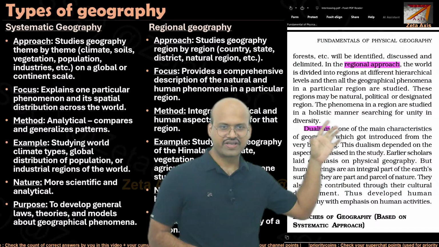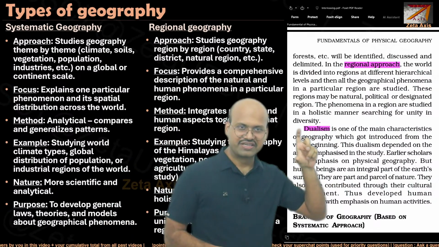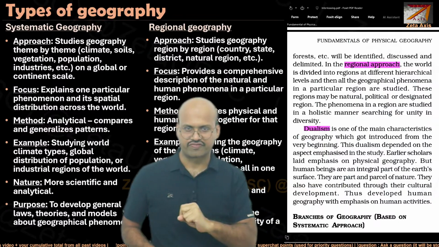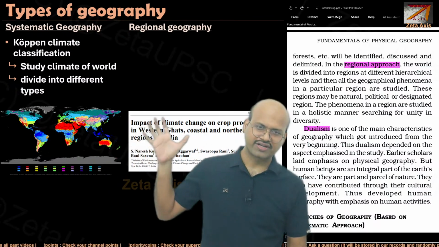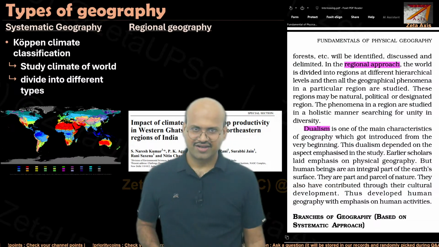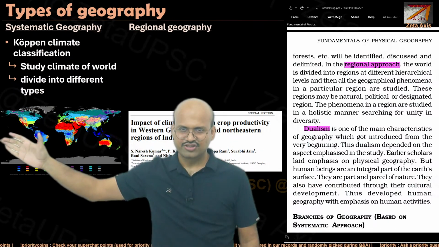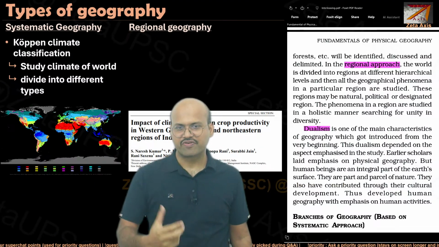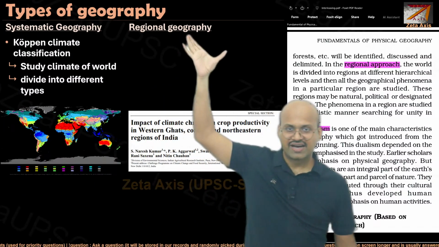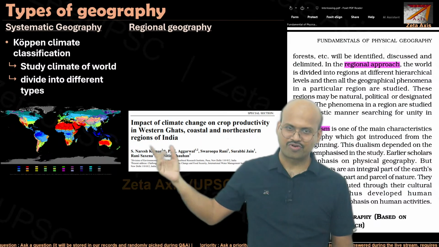So till here we have understood the difference between regional and systematic geography. Now here we can see what you are getting from this kind of study. For example, you are doing a systematic geographic study of climate, so you will build a map like this, and each color indicates a different type of climate in that region. But when you are doing regional geography, you will give a report like this: what is the impact of climate change on crop productivity in Western Ghats.